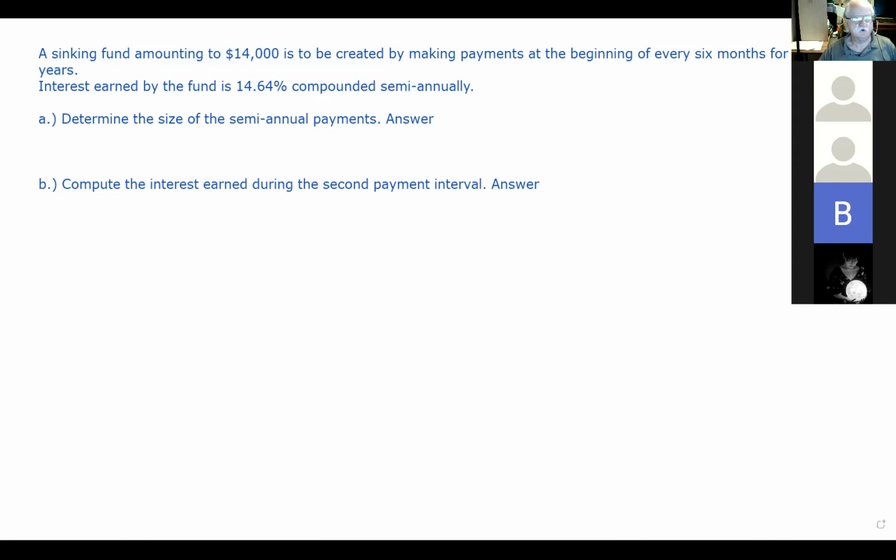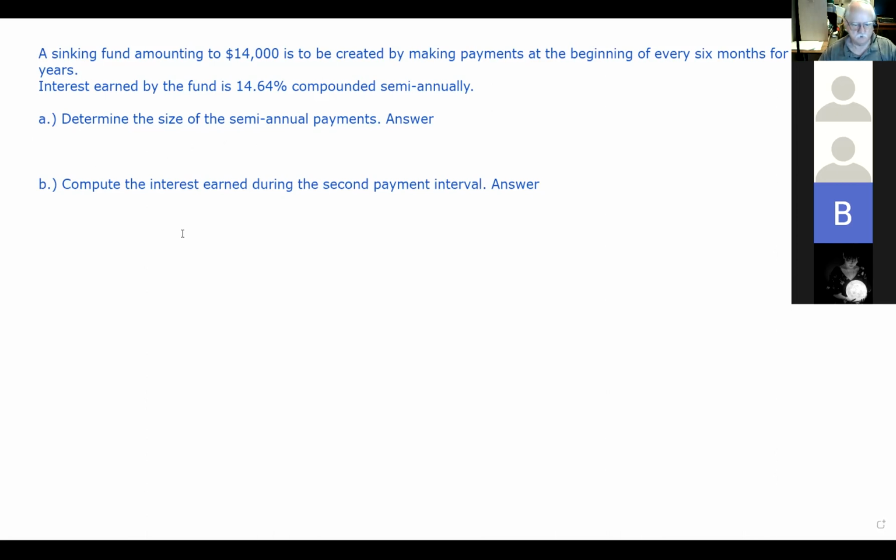So a sinking fund of 14,000. I need that number. And for 3 years, and the rate is 14.64. So determine the size of the semi-annual payment.